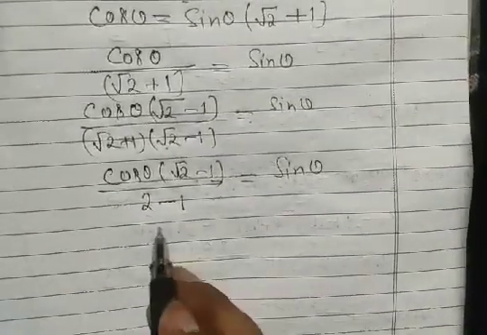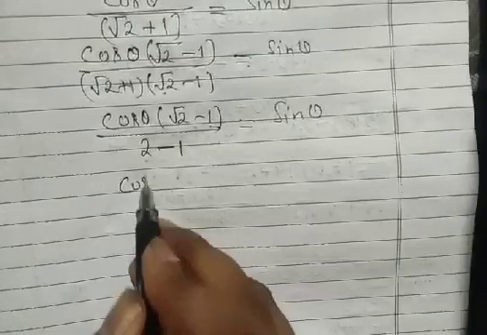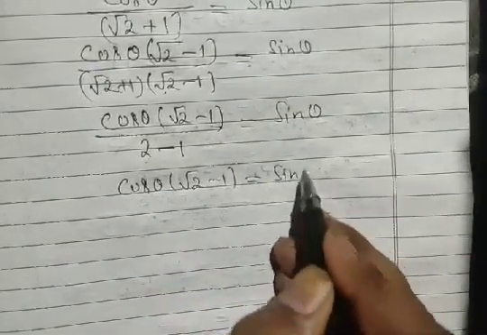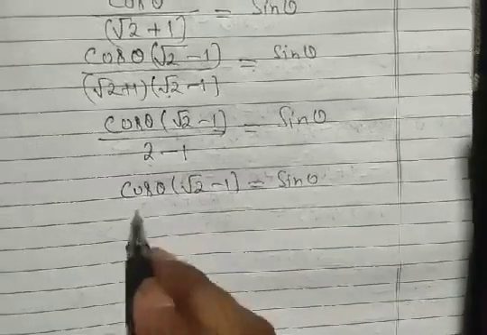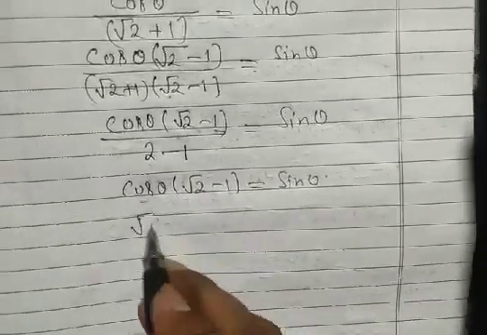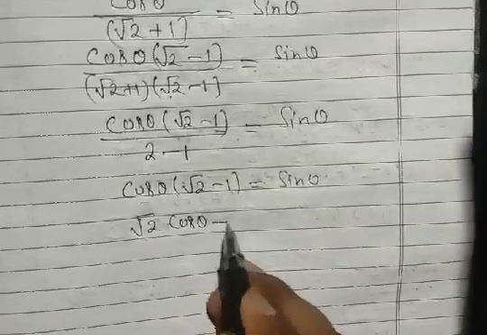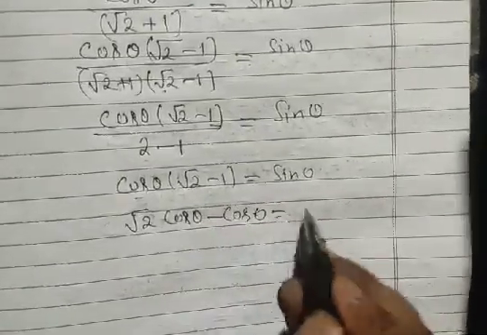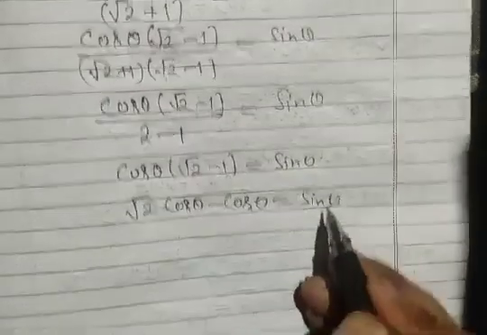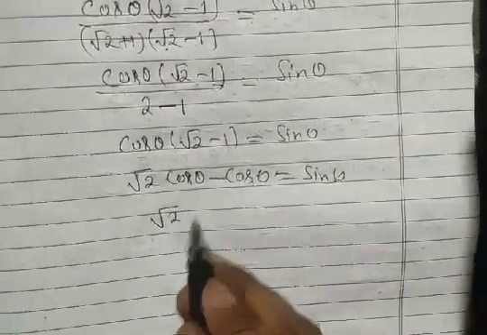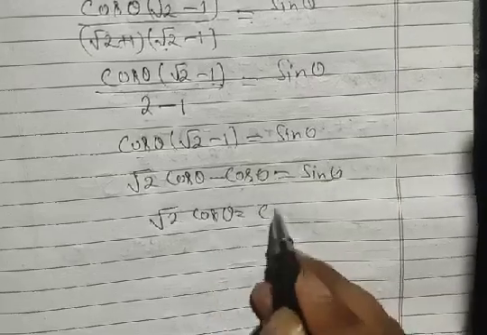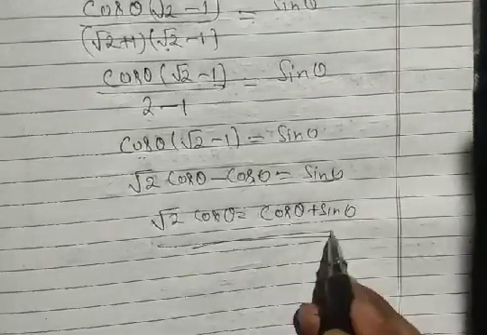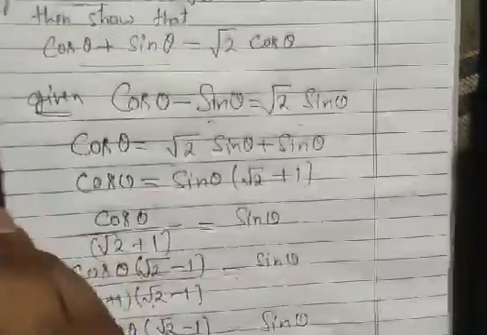Now our denominator is 1 there. Then we have cos theta times (root 2 minus 1) equal to sin theta. Multiplying cos theta in the bracket, we have root 2 cos theta minus cos theta equal to sin theta. Now shifting cos theta to the other side, root 2 cos theta is equal to cos theta plus sin theta. This is our required result.